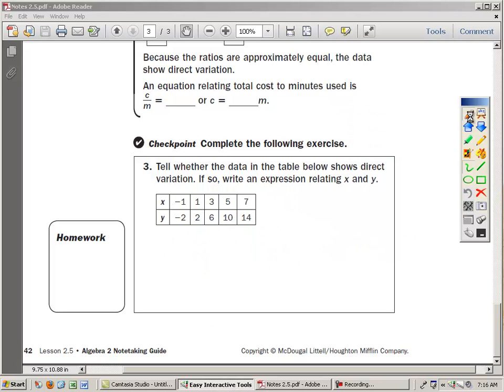All right, so that really concludes direct variation. Again, remember, direct variation is a very simple way to talk about linear equations. The only main difference between a linear equation, y equals mx plus b, and a direct variation equation is the fact that the b, in this case, is always equal to 0.